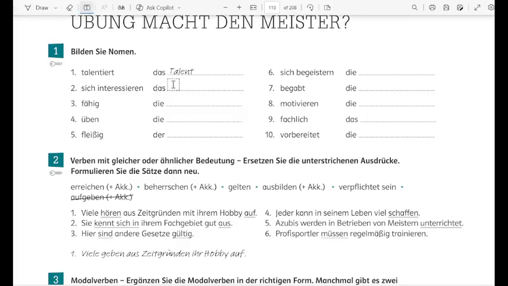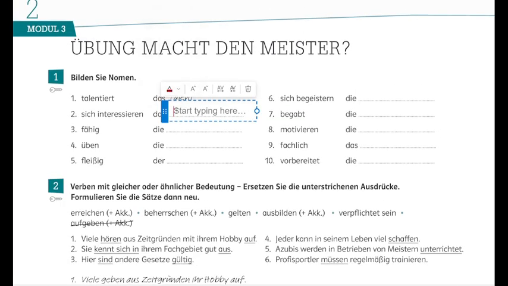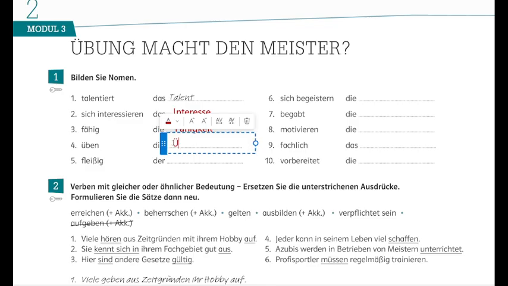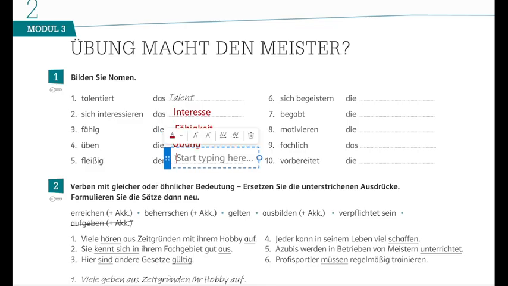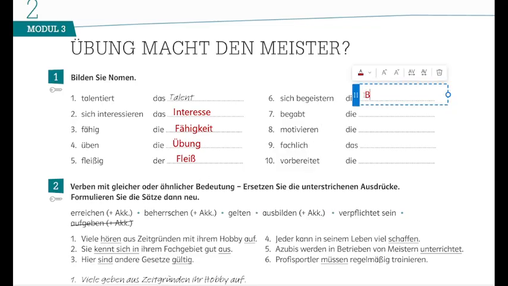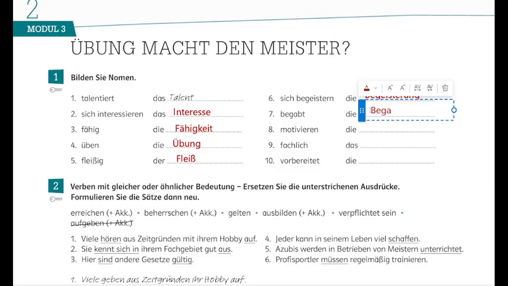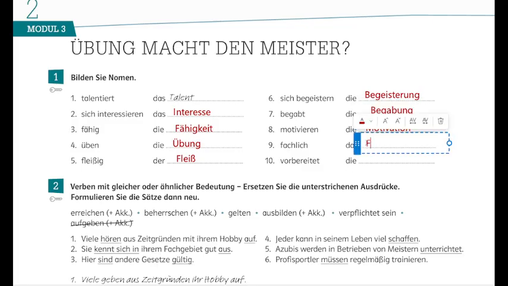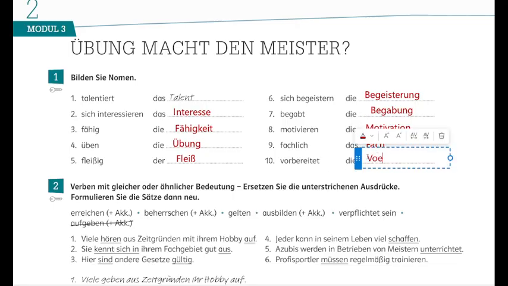Sich interessieren, so obviously it would be das Interesse. Fähig, it would be Fähigkeit. Üben, Übung. Fleißig, der Fleiß. Few words are difficult, so we can write down as well. Sich begeistern, Begeisterung. Begabt, Begabung. Motivieren, Motivation. Fachlich, Fach. Vorbereitet, Vorbereitung.